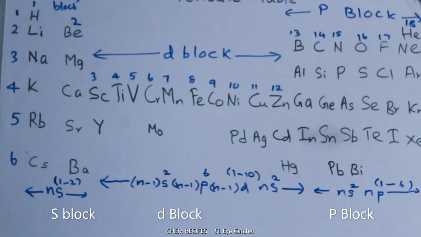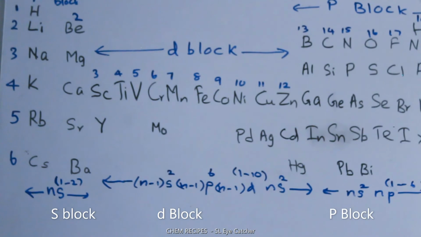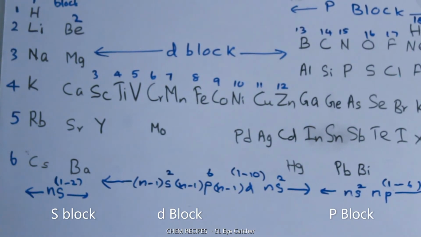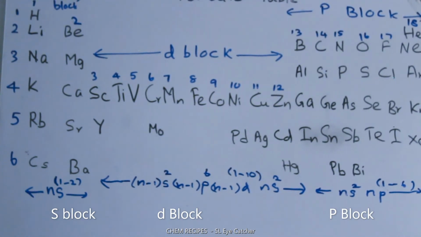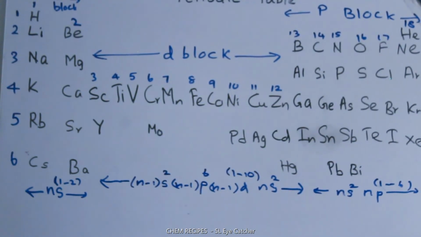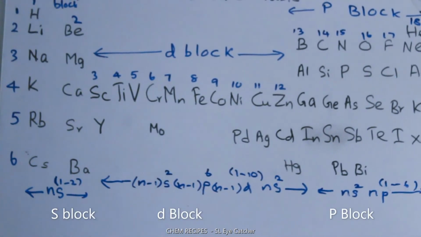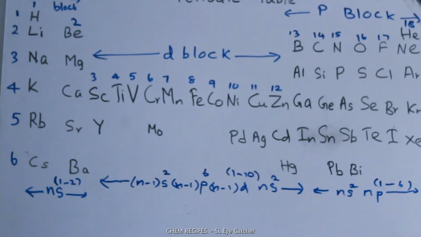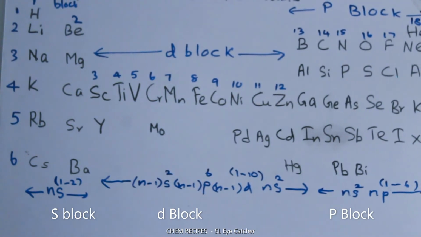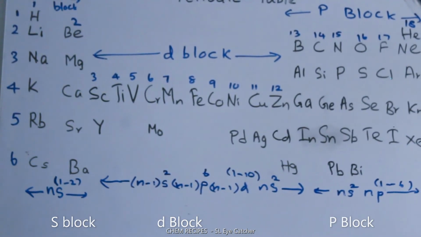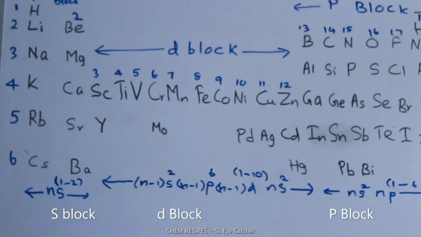Then group 14, the carbon family. Carbon, silicon, germanium. After that, 2 elements, tin and lead. Again, carbon, silicon, germanium. Tin, lead. Then group 15, the nitrogen family. Nitrogen, phosphorus, arsenic, 3 elements. Antimony, bismuth, 2 elements.